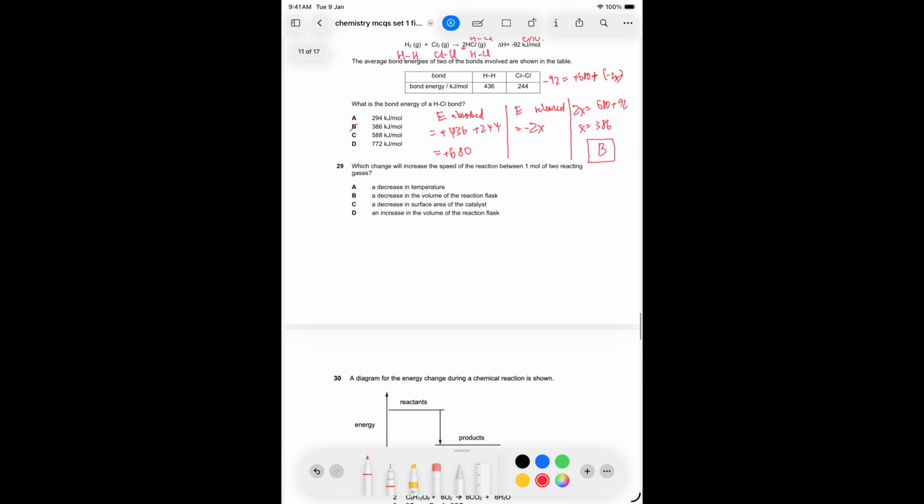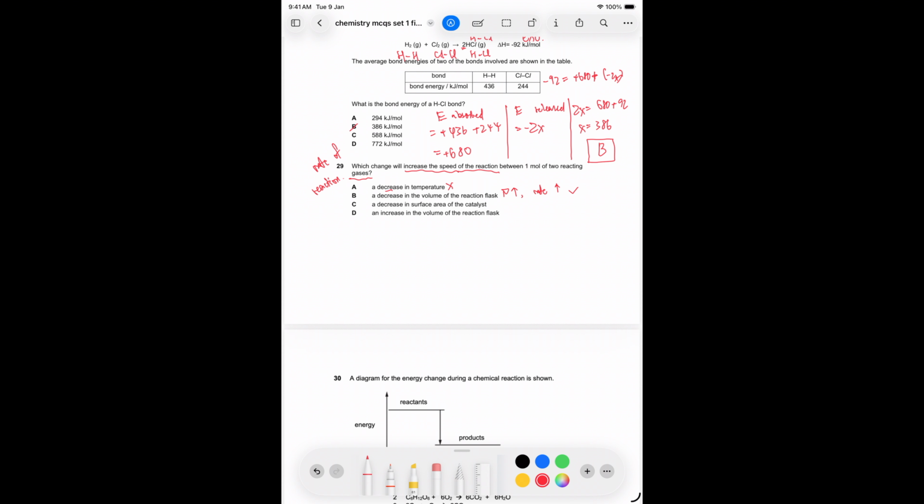Moving on. 29. Which one has increased the speed of reaction between 1 mole of 2 reacting gases? This is under rate of reaction. A decrease in temperature, you slow it down, so it's out. Decrease in the volume: basically they are more compact, so the pressure is higher. The speed will be faster. So this one seems true.